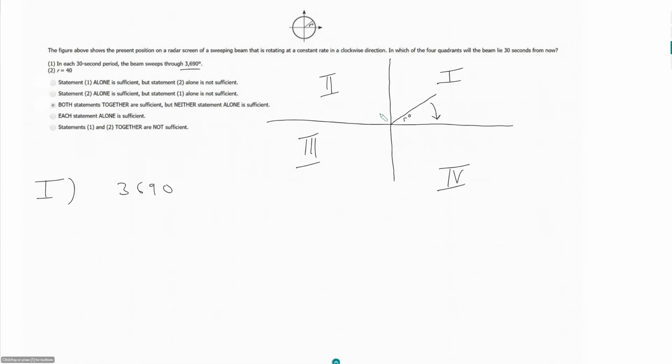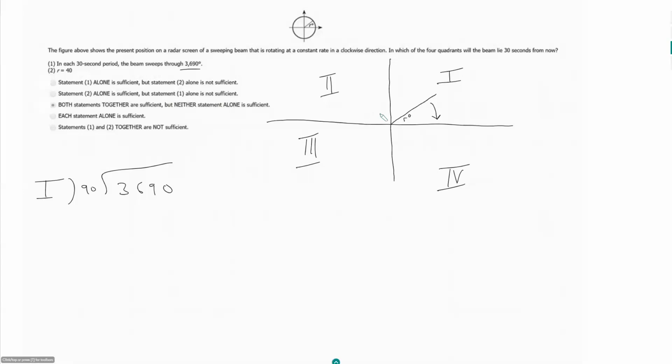Well, as I was saying before, without even necessarily knowing, I can't even visualize in my head how many times around 3,690 degrees is, but I don't have to because I know every 90 degrees I'm going to be pushed into the next quadrant, and so I'm going to be one quadrant over. And so based on that, if I can find out how many times 90 goes into 3,690, I can answer my question.